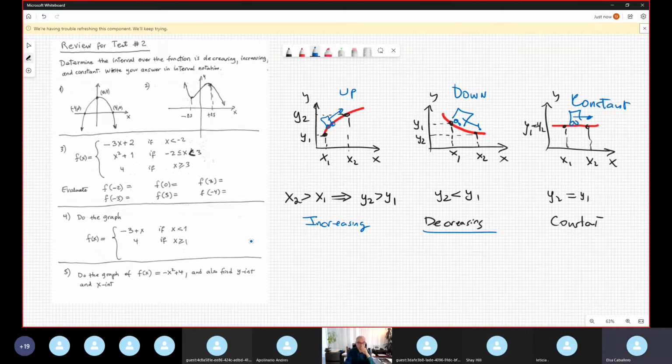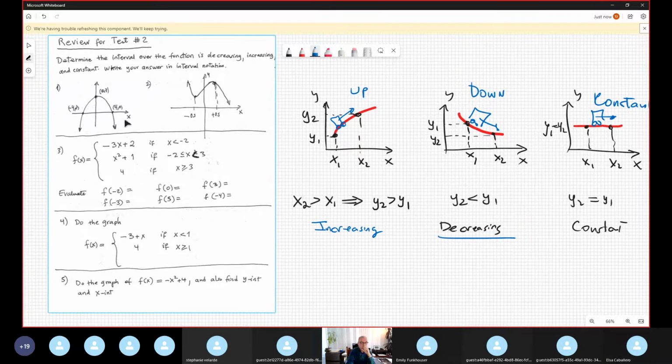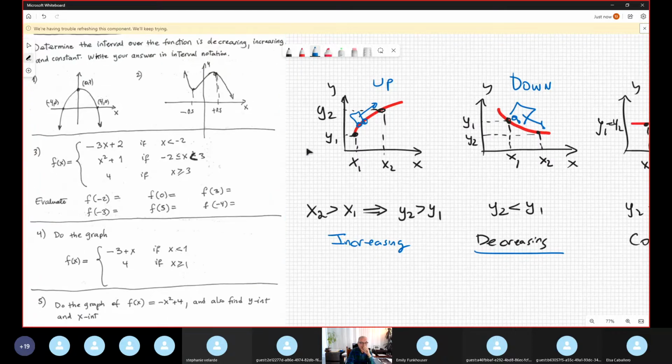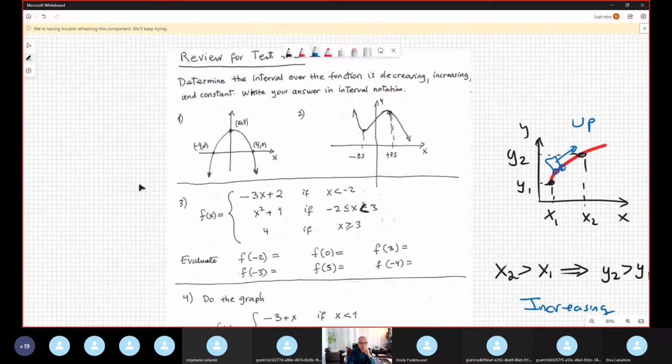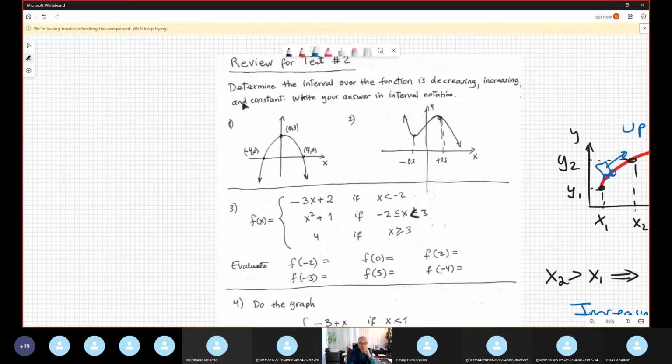Yes. Now we focus. Entonces, one extra super sophisticated detail is that when you express it, determine the interval over which the function is decreasing, increasing, and constant. Write your answer in interval notation. Important. Interval notation. Always in the test, interval notation. Are you not familiar with the interval notation?